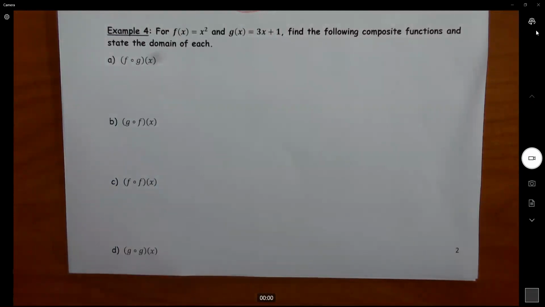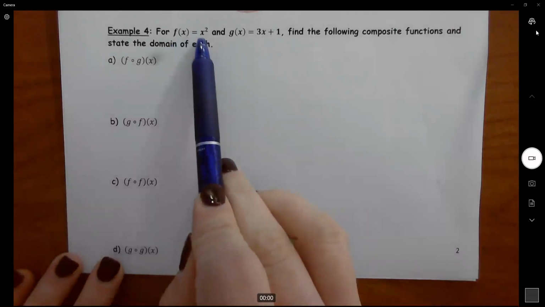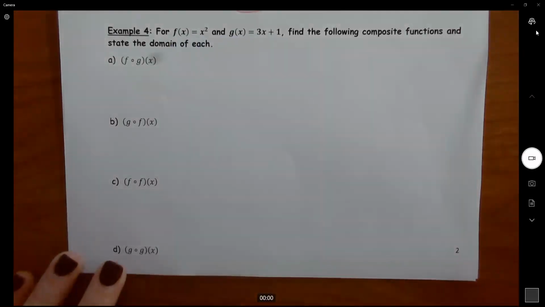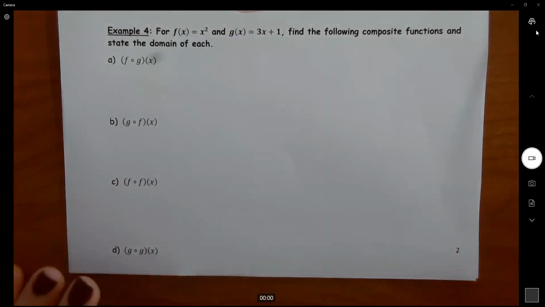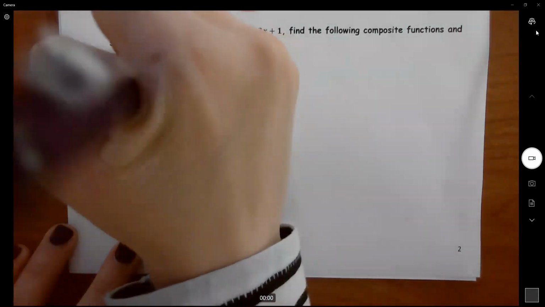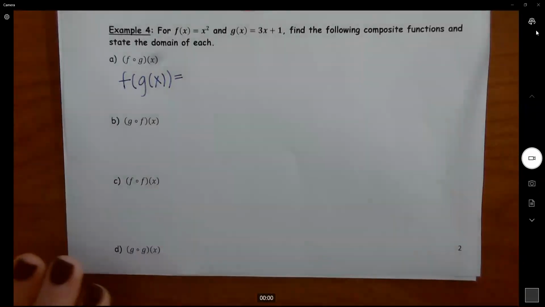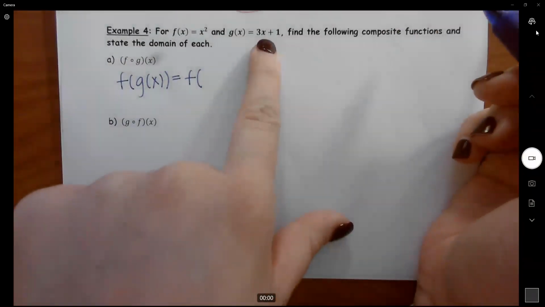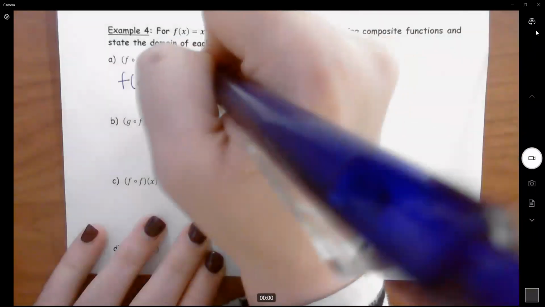So for f of x equals x squared and g of x equals 3x plus 1, find the following composite functions and state the domain of each. So this equals f of g of x. So what is my g of x here? My g of x is 3x plus 1.